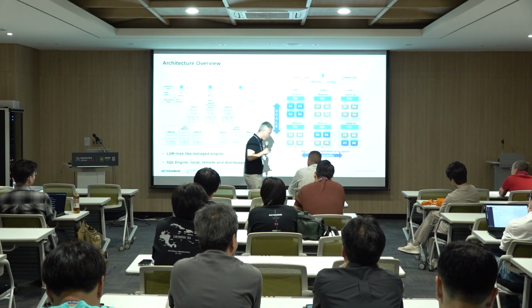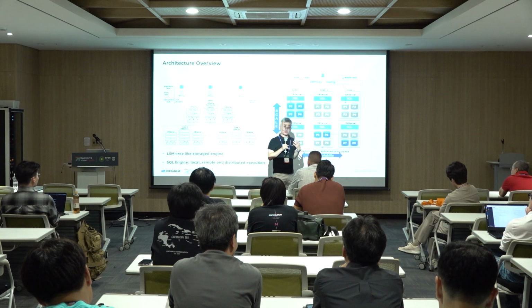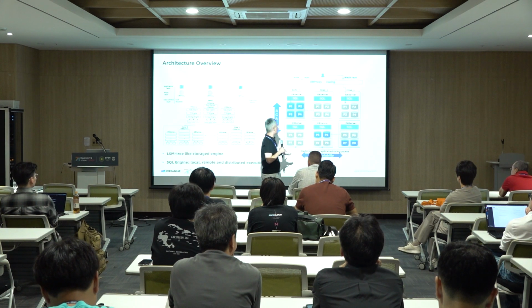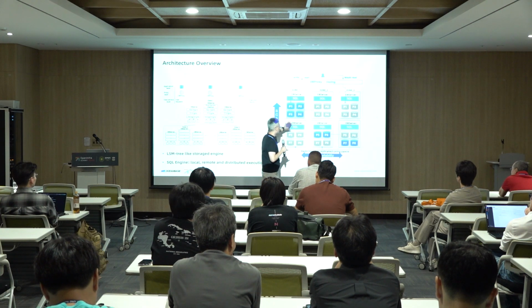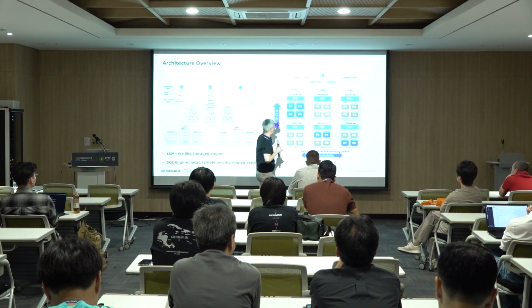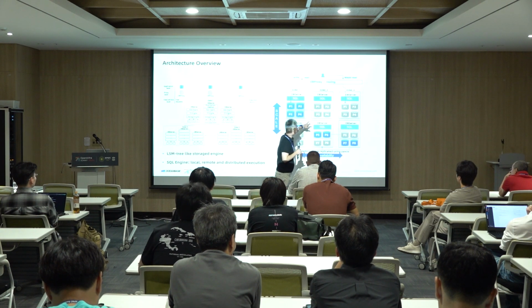Another question: why is OceanBase a distributed database? Okay, let me give an example. Here is a 6 node, 3 zone setup. Every zone has 2 nodes.